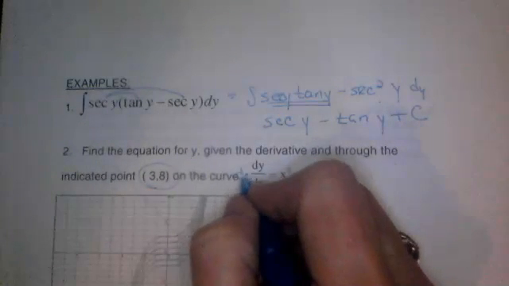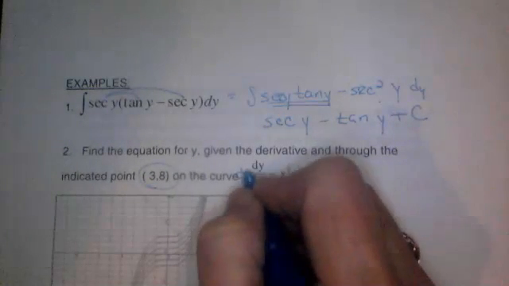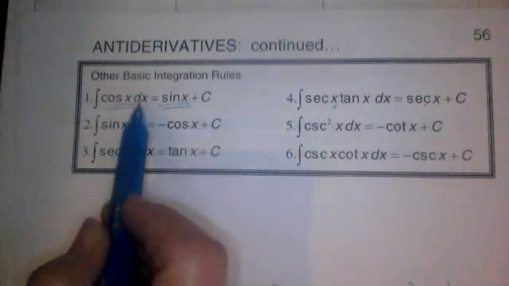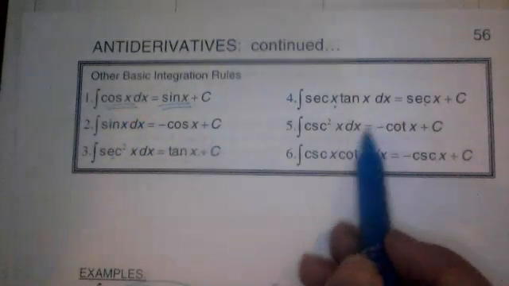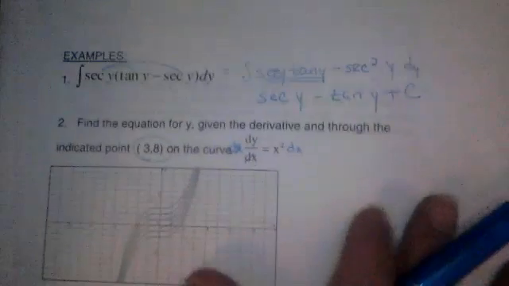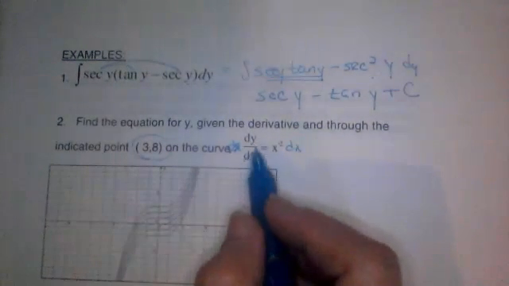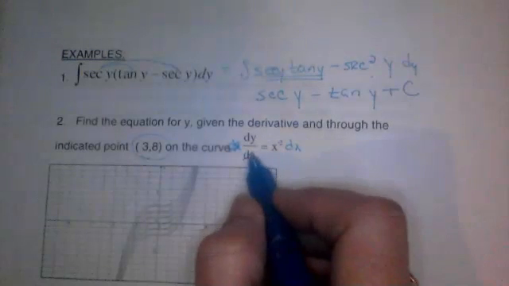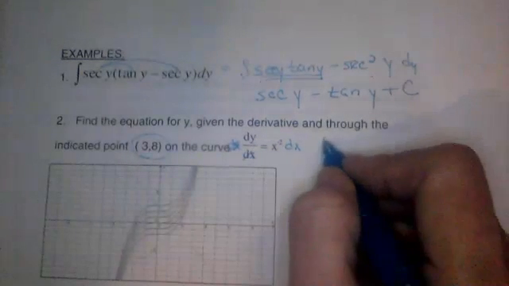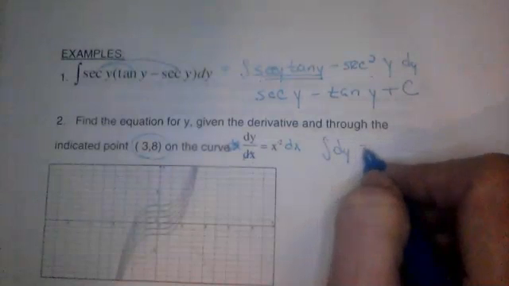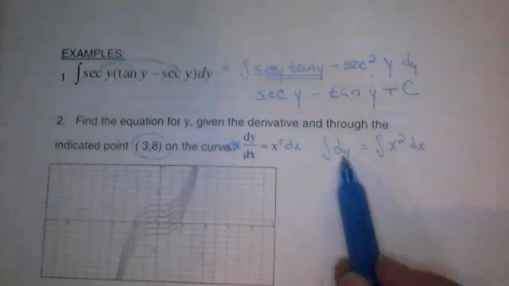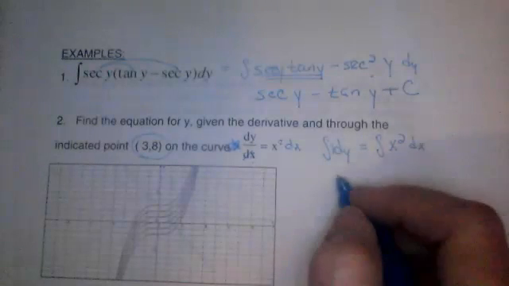Remember, this is probably a good time to point this out. Remember how we had this dx on the end of our integrals for all of these problems? We always have this dx out here. This is y. Whenever we have our derivative, this is one of the ways we write the derivative, dy dx. If I were to multiply both sides by dx, then I would have the integral of dy equals the integral of x squared dx. Well, the integral of 1 dy is just y.